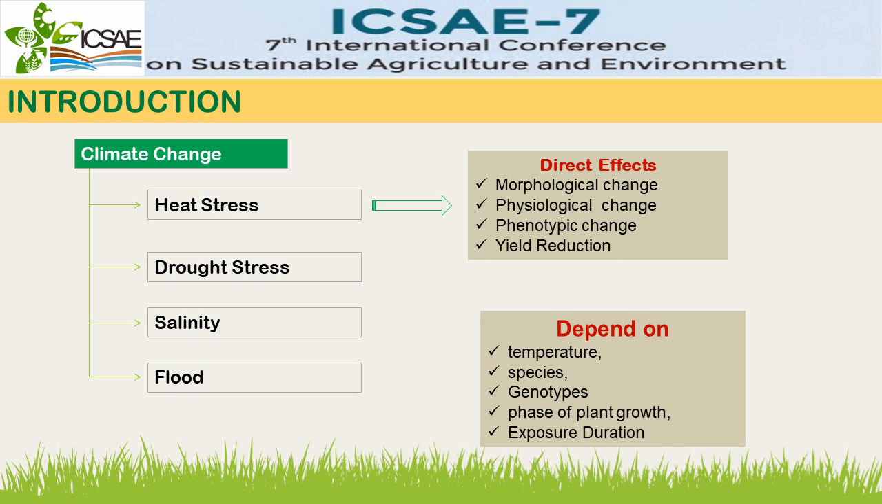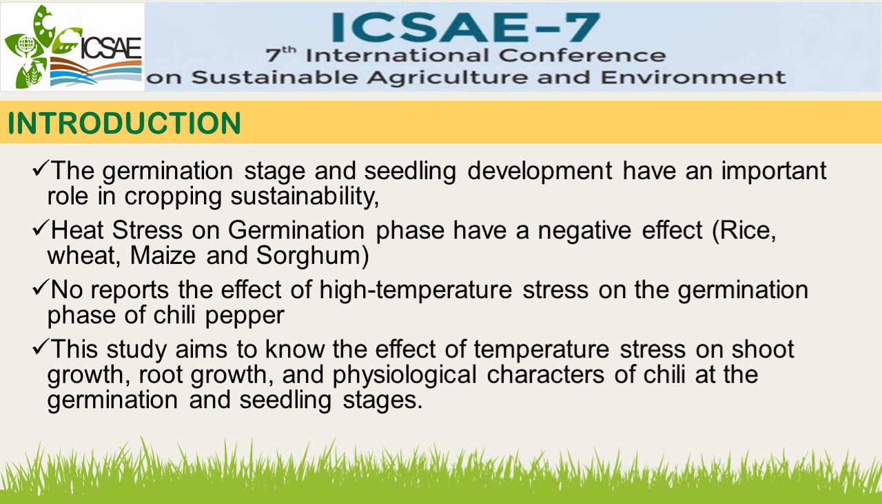We know climate change causes the worst abiotic stresses such as high temperature, drought stress, salinity, and flooding. But we focus on heat stress. Why? Because heat stress has a direct effect on morphological, physiological, and phenotypic change, and reduces the yield of many plants. The response of plants to heat stress depends on temperature, species, genotype, phase of plant growth, and exposure duration.